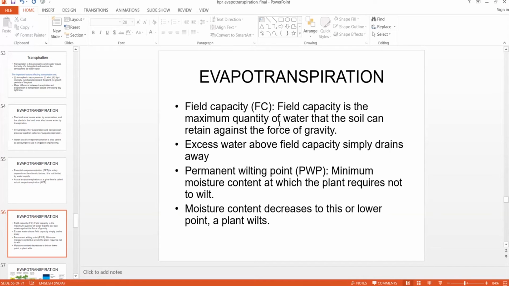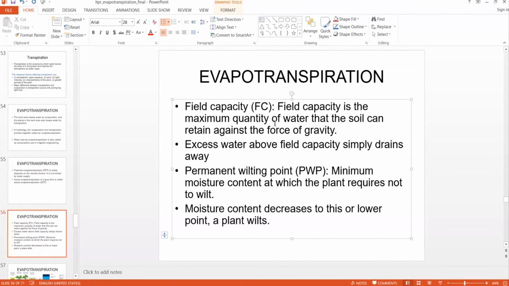So these are important terms in irrigation engineering: permanent wilting point and field capacity. Field capacity is the maximum quantity of water that soil can retain against the force of gravity. We know that the soil has air voids. Okay, soil has voids, and these voids are filled with water.